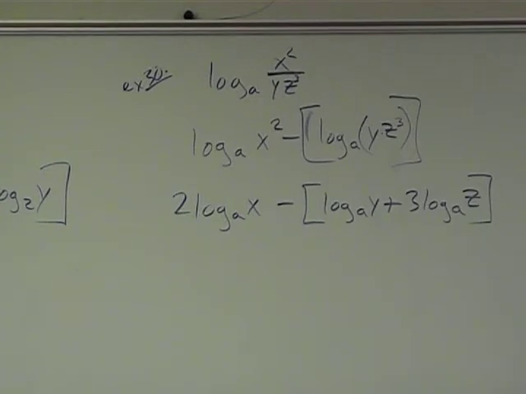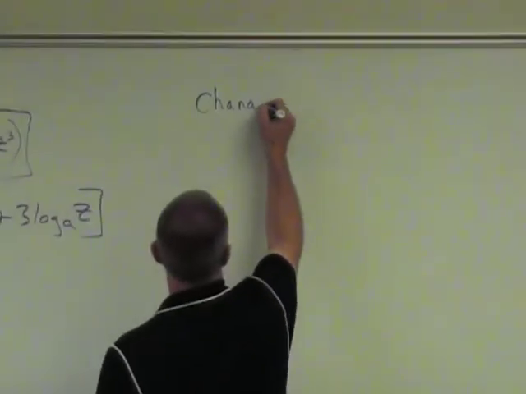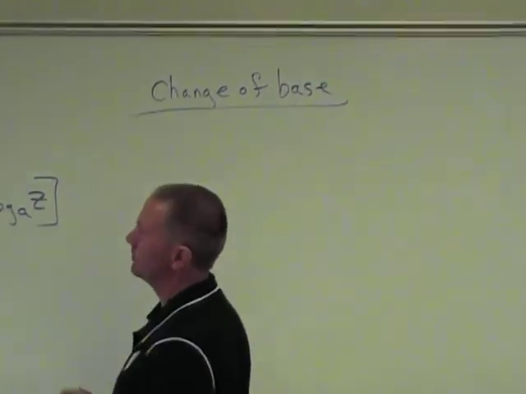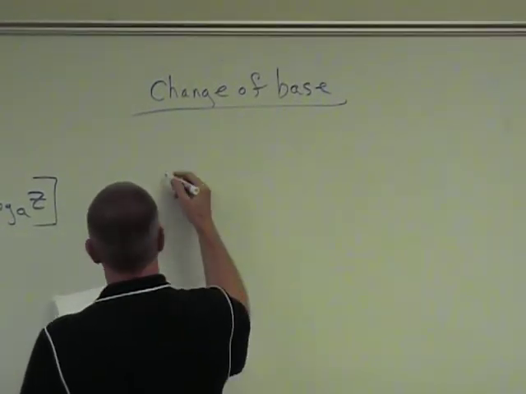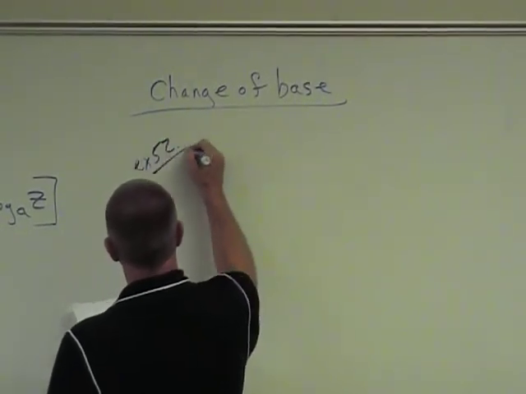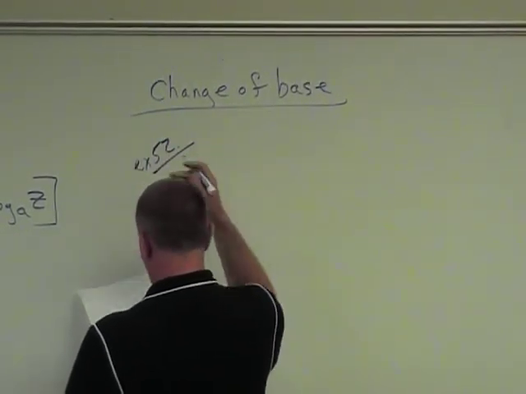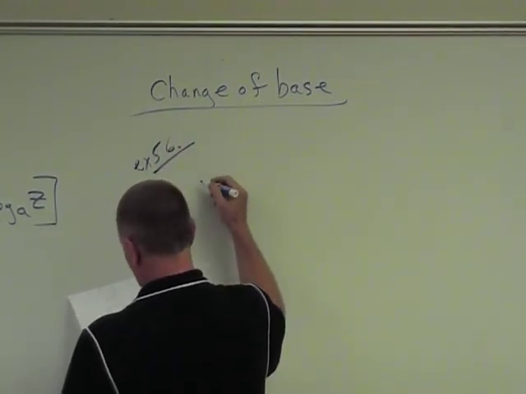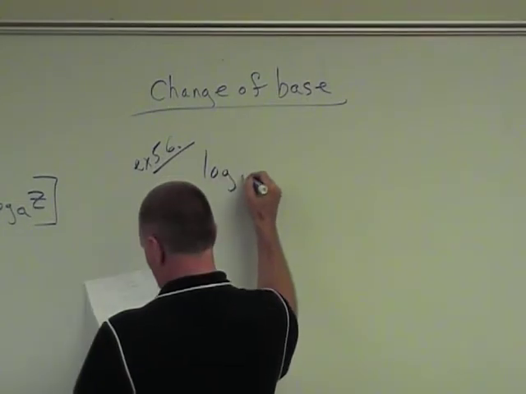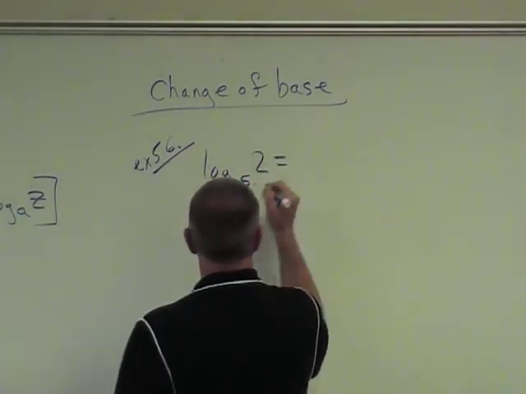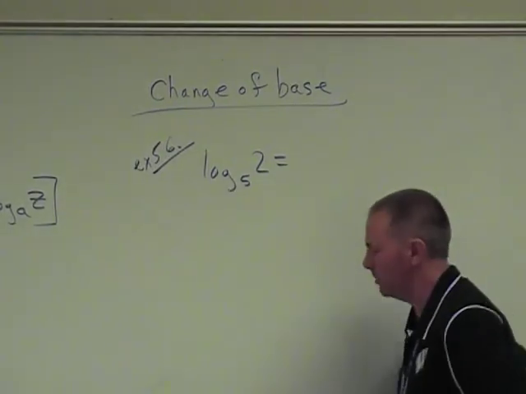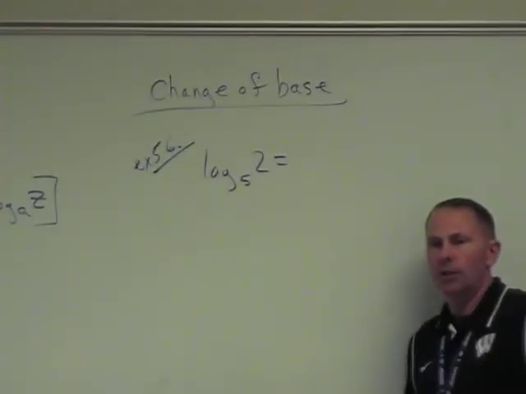Let's do change of base, and then I'll give you another one of these. Alright, so this is called change of base. Let's say we don't like our base. This is number 56. Log base 5 of 2. I want to know what that equals. Most of you don't have calculators, so we're going to change the base. So I'll show you how to do it.